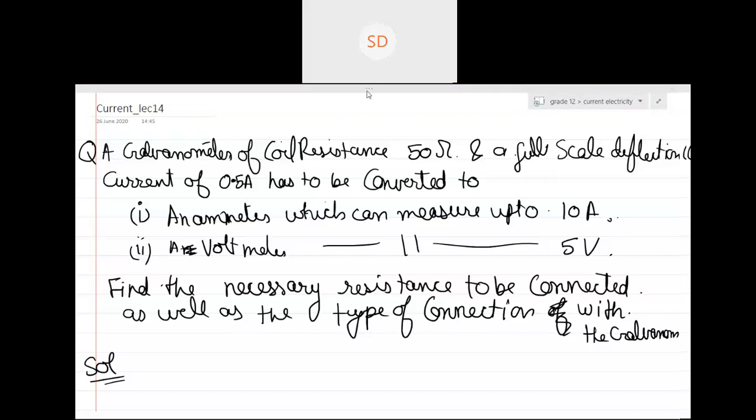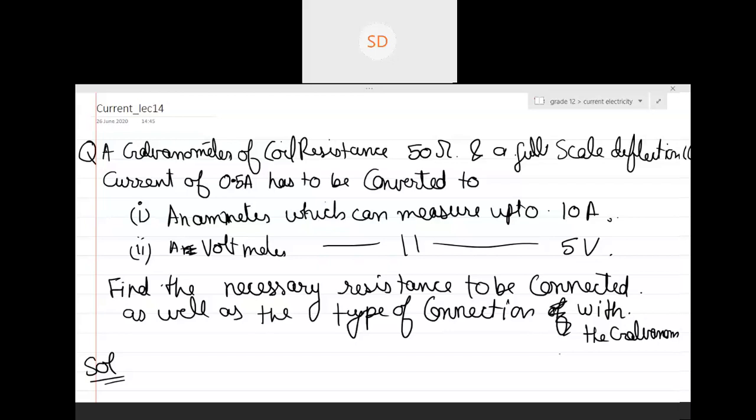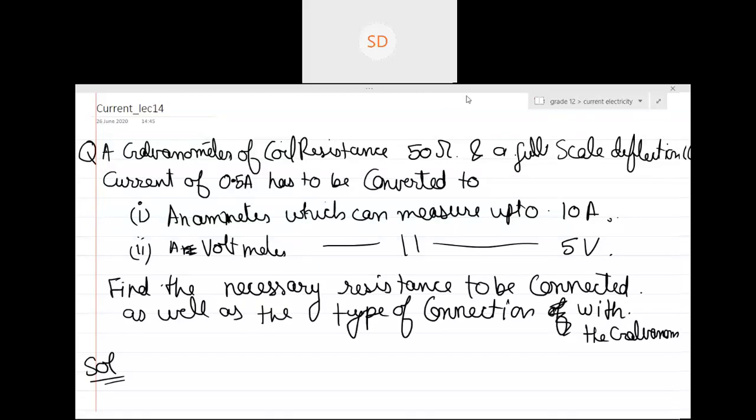Yes, guys. First of all, when you want to make an ammeter, can you see the screen now again? So first, when you want to make an ammeter, what should be done? This is the galvanometer. What shall be done? A shunt resistance should be connected in parallel. So let's connect a shunt resistance in parallel.